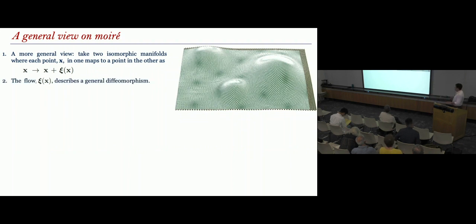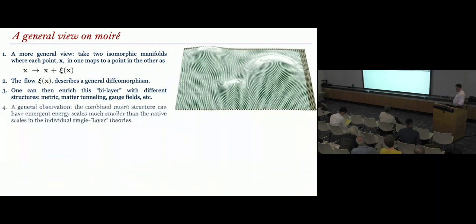This flow psi describes a general diffeomorphism, and that's one geometric structure. I think Leon Balents is actually here, so he presented a theory in a single author paper, specifically in the context of graphene, but it doesn't have to be graphene. Then one can enrich this simple geometric structure with metric, matter fields, gauge fields, whatever you like. The general observation is that the combined structure has emergent energy scales, which may be much smaller than the native scales in the theory.